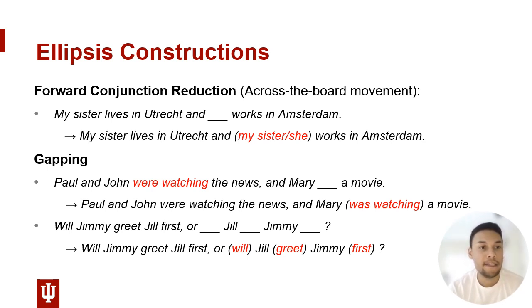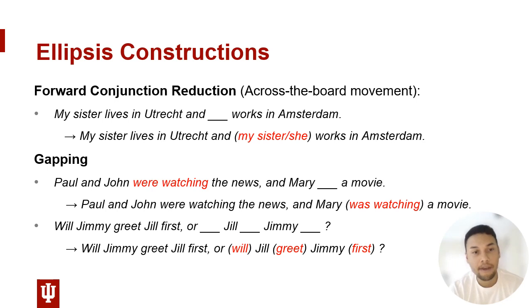Another example is gapping. So if we take the sentence, Paul and John were watching the news and Mary a movie. Here we note that the elided element is the verbal element. So to reconstruct, that gives us Paul and John were watching the news and Mary was watching a movie. Note that the elided element does not need to be homophonous or share the exact same morphological information as its referent. So here we have were watching for plural and was watching, which is the elided element, in the singular.